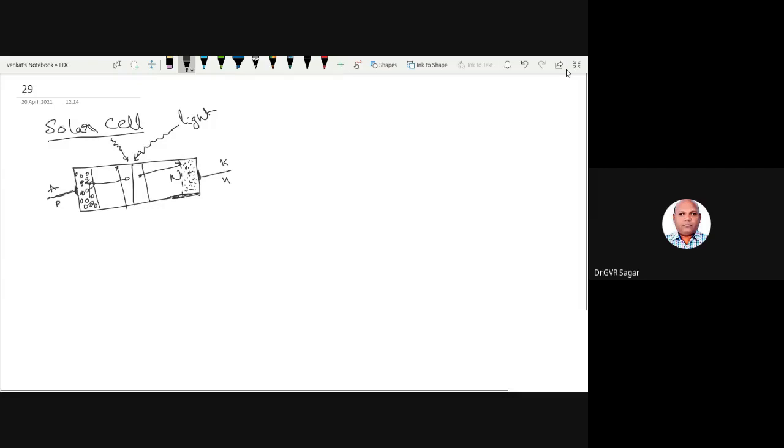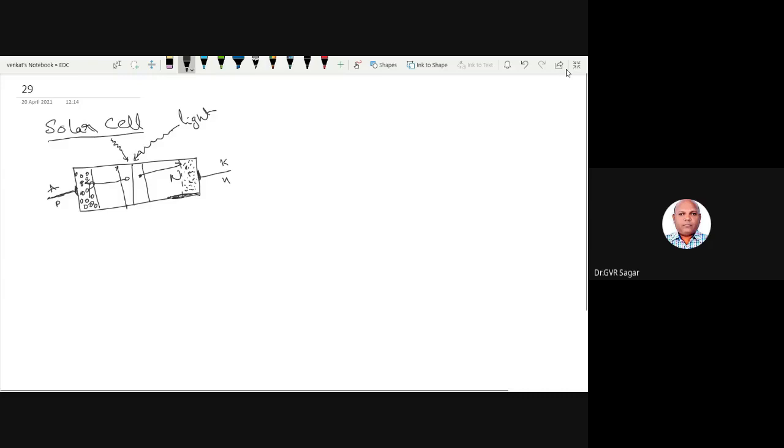Now what is the balance condition? All these electrons come and fill these holes, then the PN junction becomes neutral, is it not? All these generated electrons should come here and fill these holes, then the PN junction becomes neutral. But here it is not neutral. Here there are more electrons and more holes.